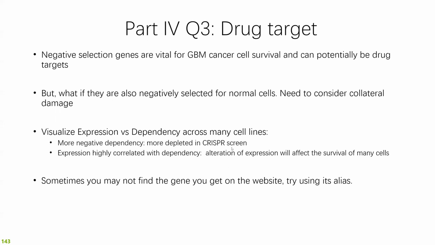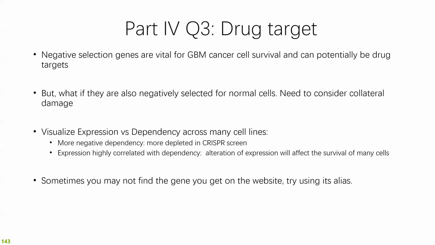One way to see if a gene is important for both cancer cells and normal cells is to visualize their expression versus dependency across many cell lines. So the more negative the dependency is, the more depleted a gene is in the CRISPR screen.